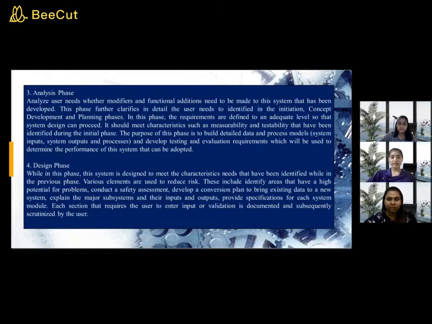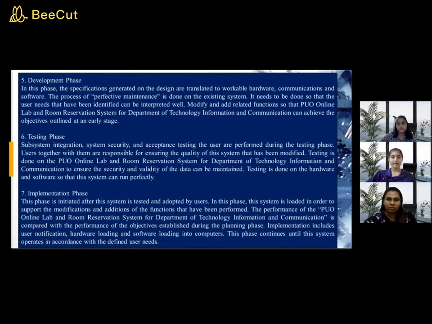Fourth is the design phase. In this phase, the system is designed to meet the characteristics and needs that have been identified in the previous phase. Various elements are used to reduce risk. These include identifying areas that have a high potential for problems, conducting a safety assessment, developing a conversion plan to bring existing data to the new system, explaining the major subsystems and their inputs and outputs, and providing specifications for each system module. Each section that requires the user to enter input or validation is documented and subsequently scrutinized by the user.